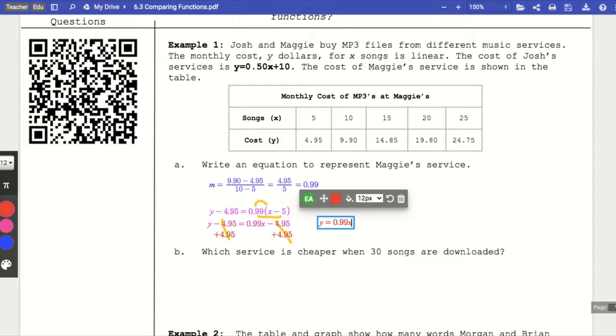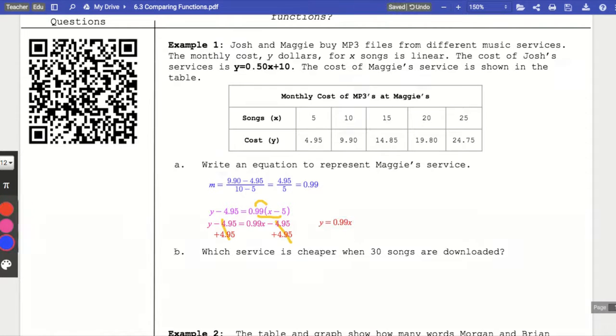So one way we can check and compare, just by looking at the slopes, I know that Maggie's service is going to cost more per song because it's 99 cents per song, whereas Josh's is only 50 cents per song. But Josh has to pay more up front because Josh immediately has to pay $10, and then it's 50 cents per song. So we are going to try to determine which one is going to be cheaper when 30 songs are downloaded. So how I do that is I'm just going to plug in 30 for x, because remember, x is the number of songs. So just to figure out how much the cost is for 30 songs, I just plug in 30 for x.